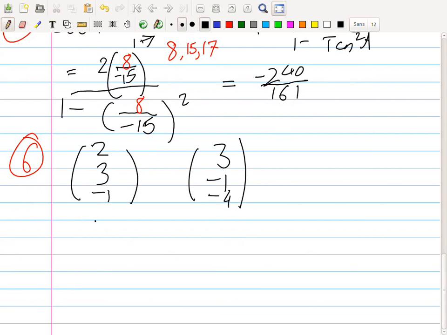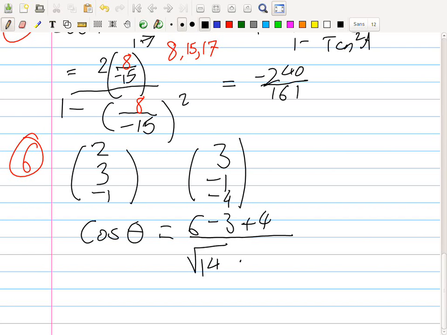Yeah, use my cos one. So cos theta, what do I put on the top? The dot product. So that's 6 minus 3 plus 4 over square root 14. So I think it's minus... And 26. No, Jeff, I think it's right, it's right, plus 4.